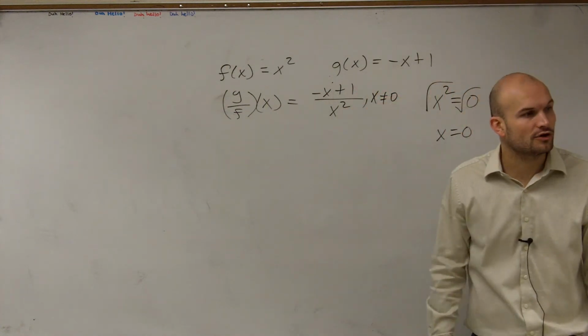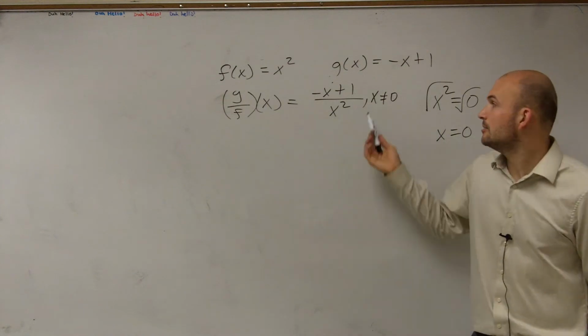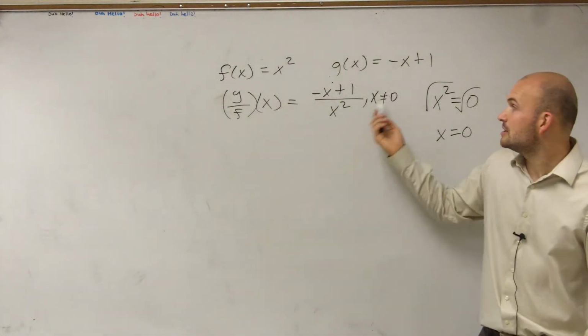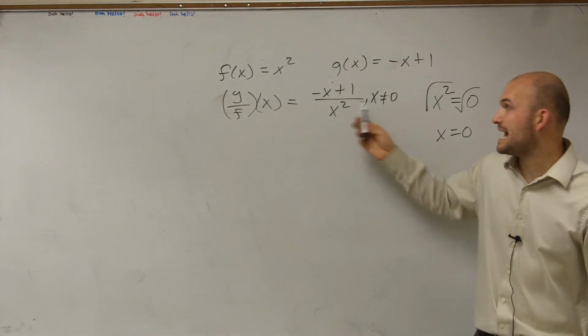You can't simplify this further. You could break it up if you wanted to, but it's not really going to be any more of a simplified answer. So you just need to make sure you add your constraint, x cannot equal 0.